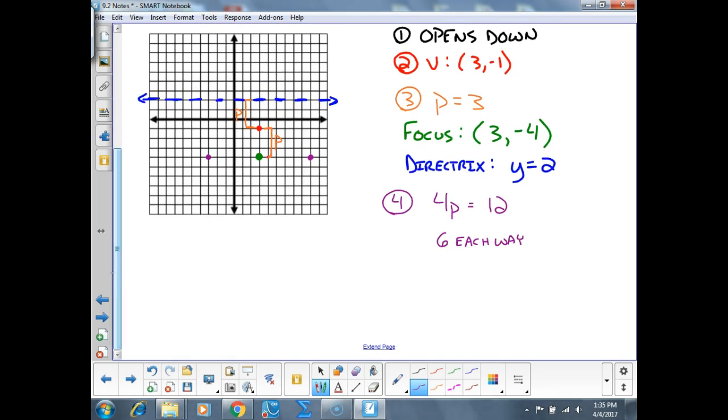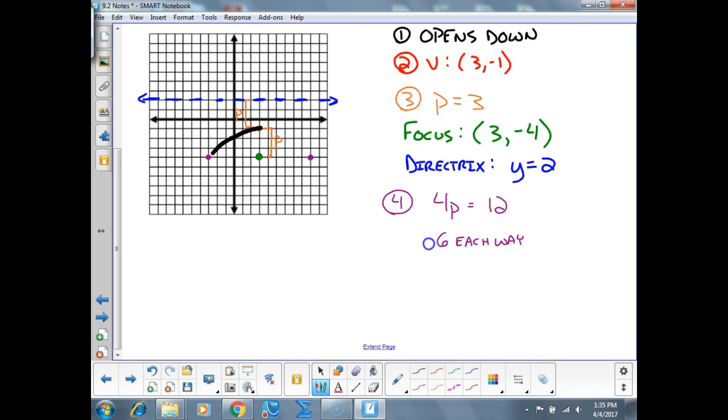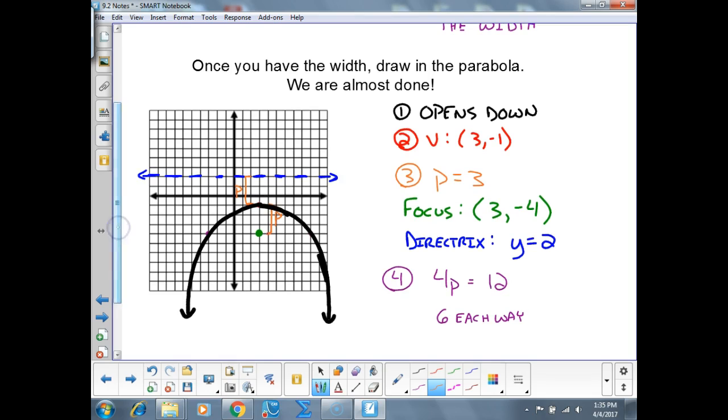Now I've got 3 points on my parabola. So now what I can do is I can draw in my parabola. Almost done. One more step to go.